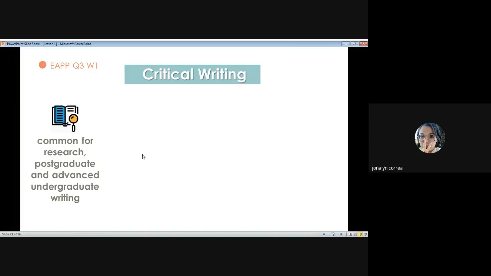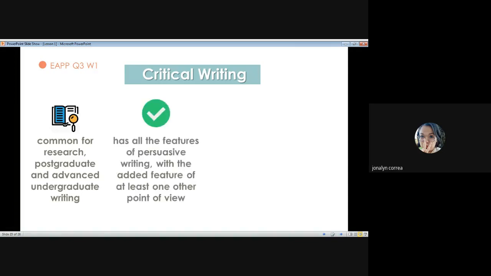So it also has all the features of persuasive writing, with the added feature of at least one other point of view. So yung persuasive writing, it is an analytical writing with your personal point of view. And then critical writing is a persuasive writing, an analytical writing with your own point of view, with an additional other person's point of view. So may isa ka pang kasali. So that's what we call critical writing.